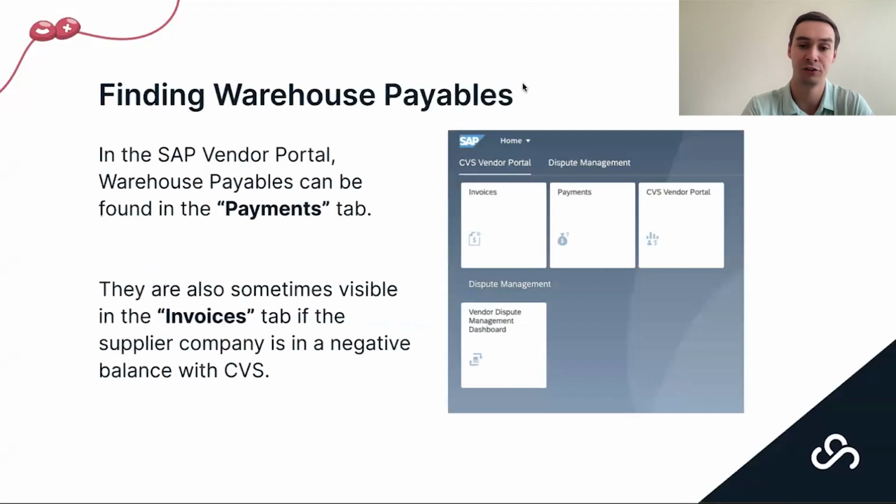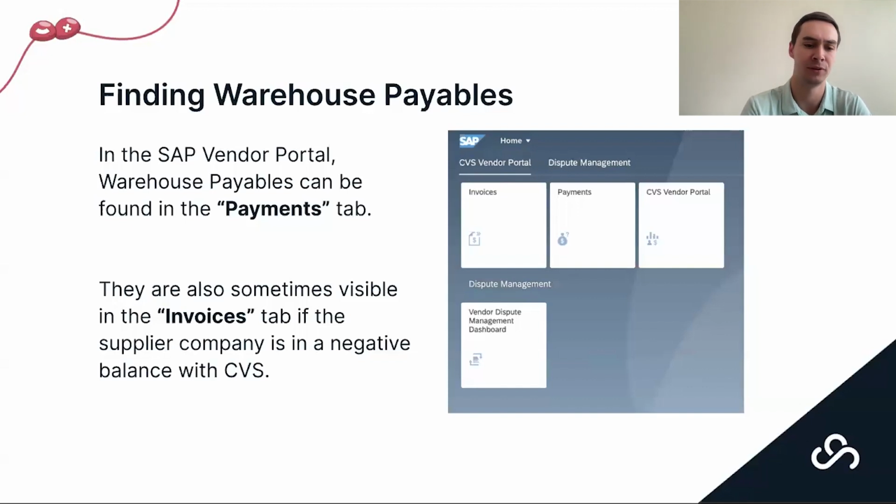If you're doing research in the SAP vendor portal or the CVS vendor portal, you'd be looking for warehouse payables or any of those charges. You can enter the payments tab or the invoices tab. All these charges are going to be available in both. In some cases, the invoices tab may be more meaningful, because if a deduction hasn't been transacted yet, it won't show up in the payments tab.